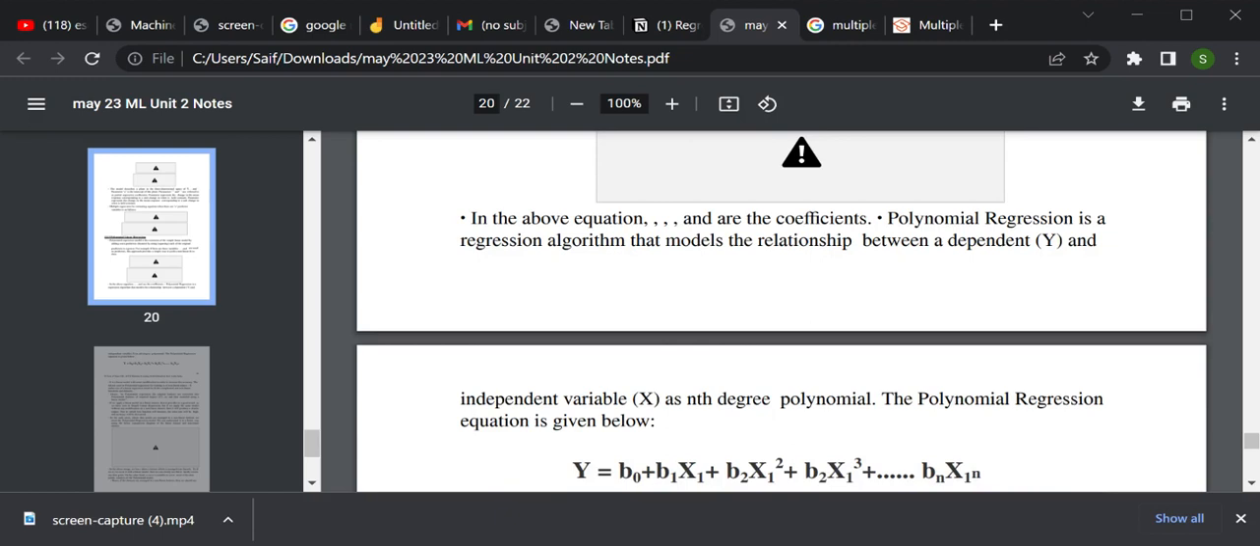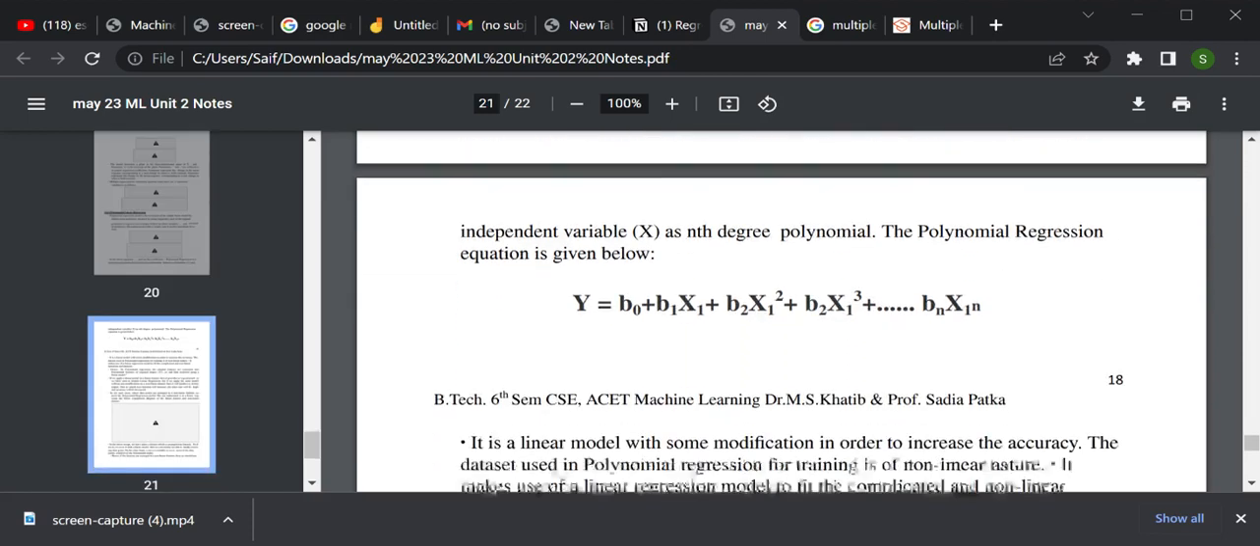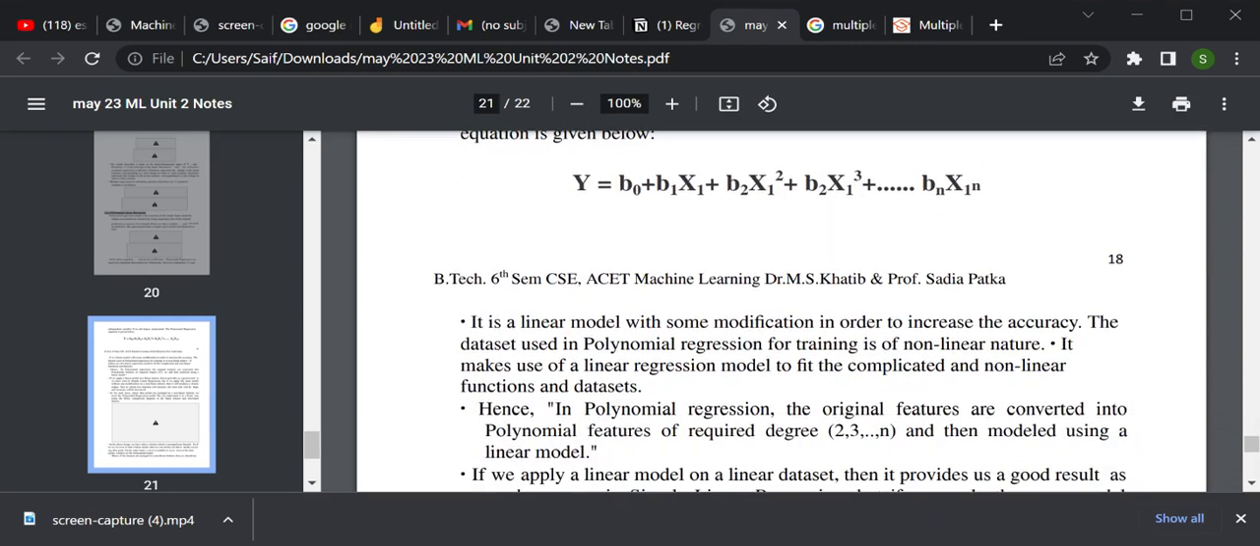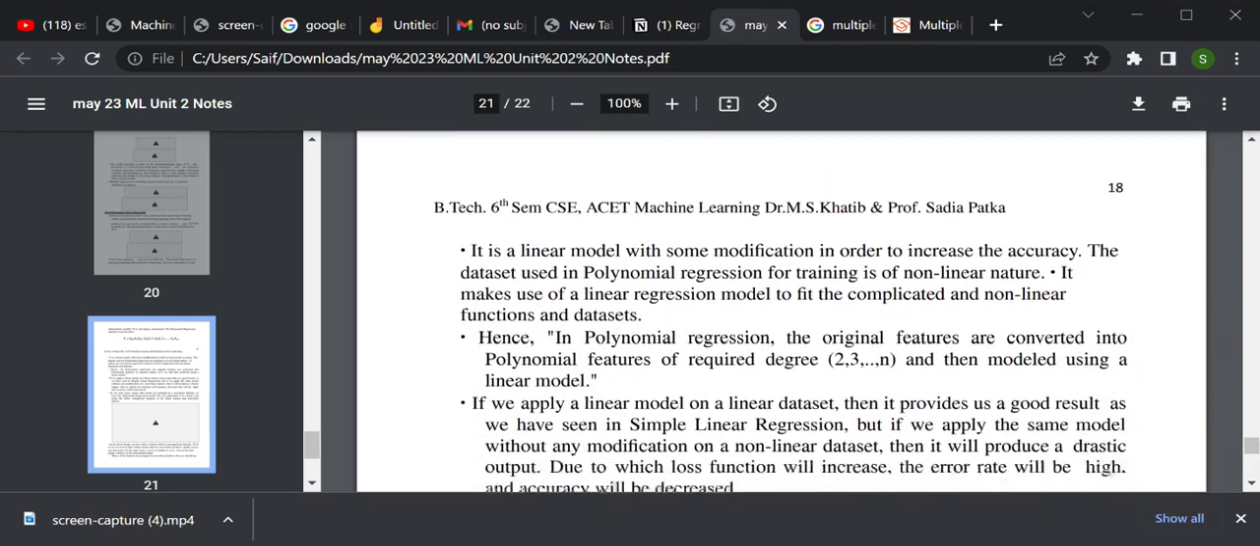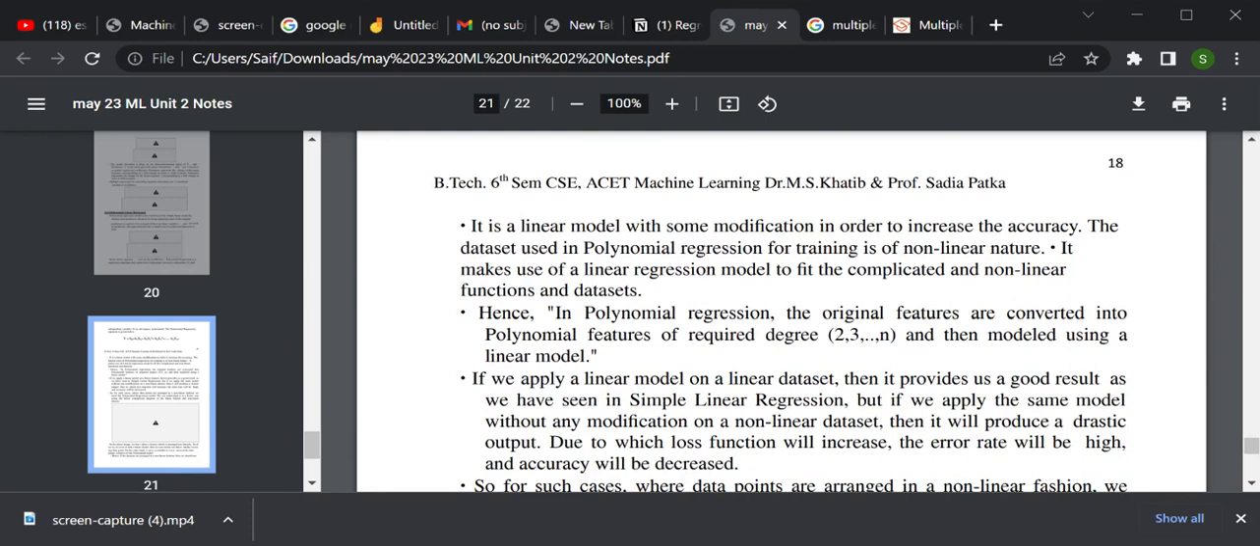Polynomial regression is a regression algorithm that models the relationship between dependent y and independent x as an nth degree polynomial. This is the equation. It is a linear model with some modification in order to increase the accuracy. It is a linear model but with some modifications. Now this statement is an important statement.